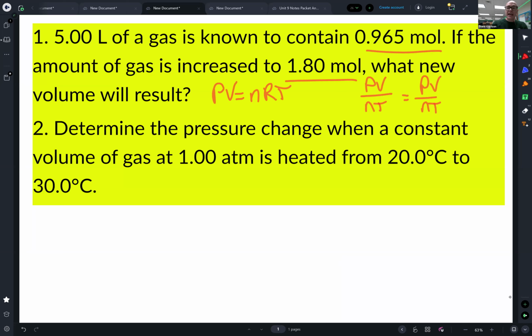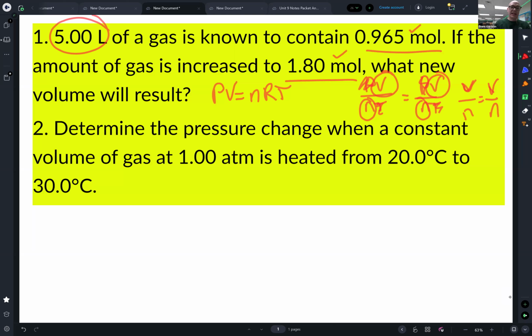So I look at this and I've got two mole values. So that means the N's come into play and I have a V over here. So this is Avogadro's law. Because I have no mention of pressure or temperature, I end up with V over N equals V over N. So there's this relationship between volume and moles. The more moles you have, the more volume it takes up.